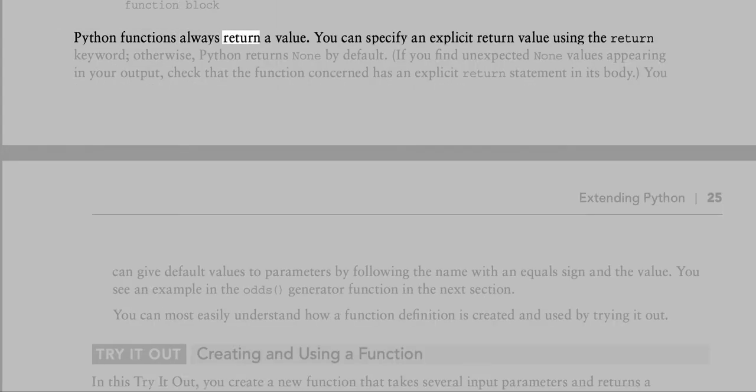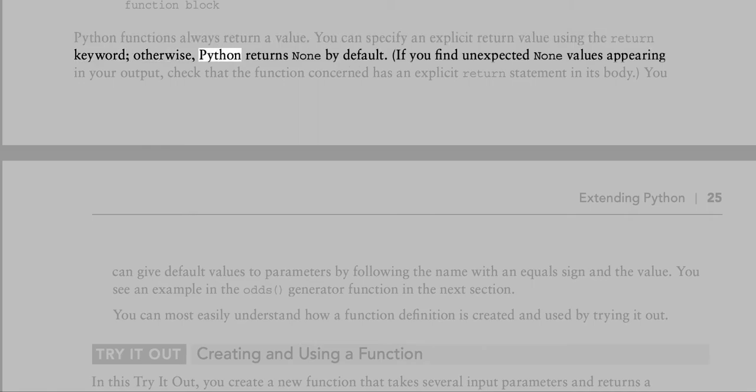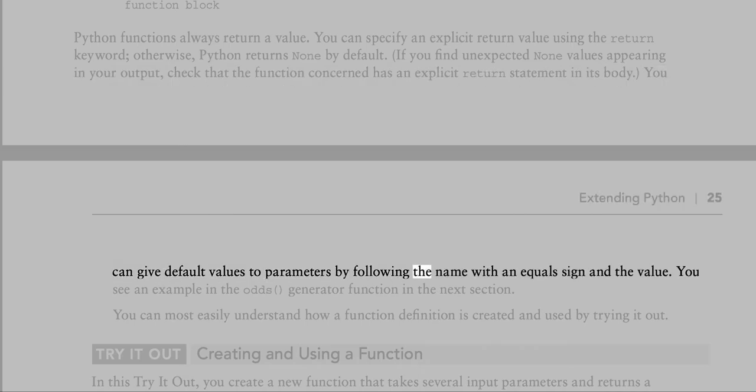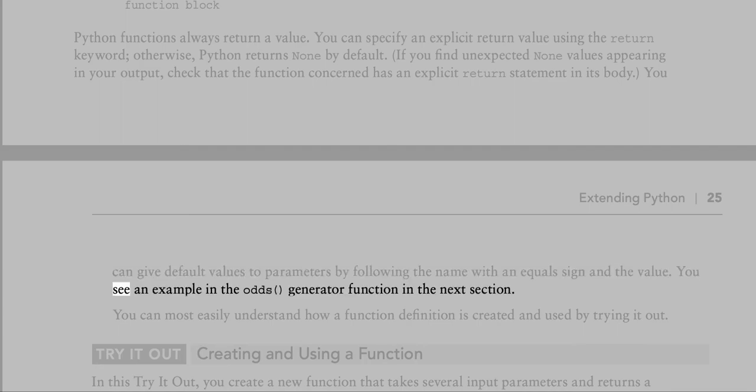Python functions always return a value. You can specify an explicit return value using the return keyword, otherwise, Python returns None by default. If you find unexpected None values appearing in your output, check that the function concerned has an explicit return statement in its body. You can give default values to parameters by following the name with an equal sign and the value. You see an example in the odds generator function in the next section.